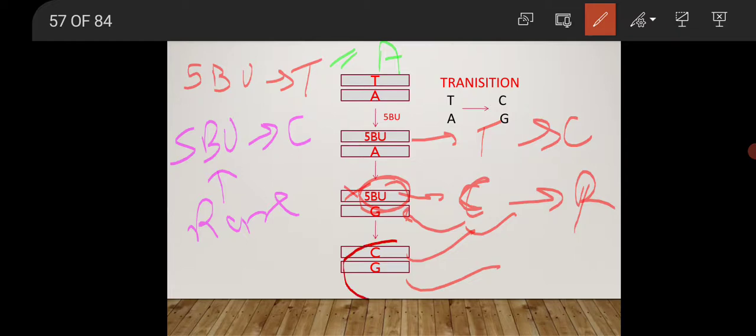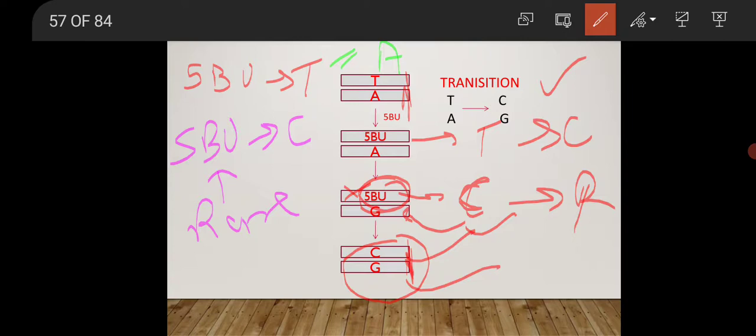So we get from AT to GC. This is the conversion of AT to GC, that is called the transition. Transition means a purine is replaced by a purine and a pyrimidine is replaced by a pyrimidine. So your T is converted into C and A is converted into G. That is called the transition.